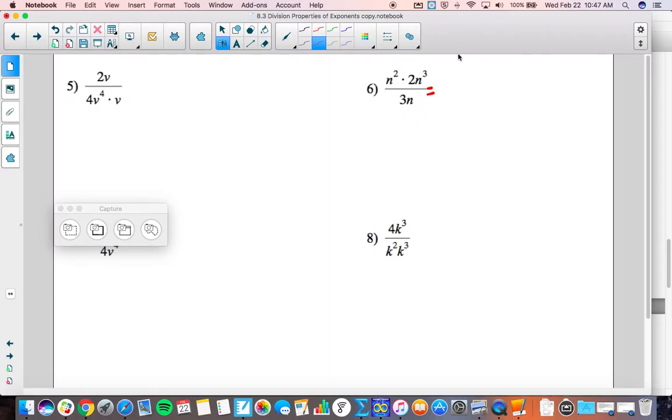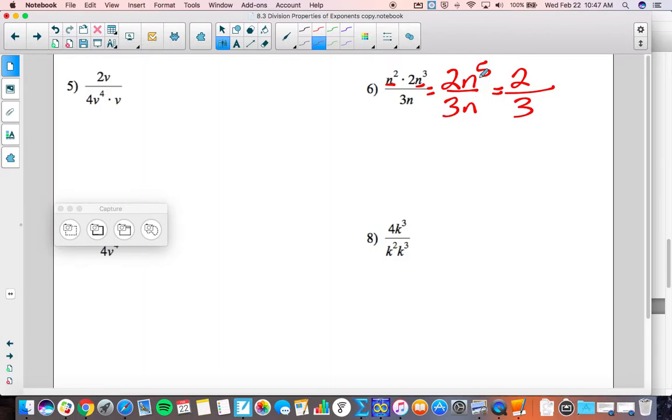Number 6, before we worry about the battle or who's going to win this with the n's, because I notice there's n's on the top and the bottom, let's simplify the top. So I'm going to pull this coefficient of 2 out in front, and then I notice that I have n squared times n to the 3rd. We add the exponents there. It's n to the 5th, 2n to the 5th, divided by 3n. Again, 2/3 I can't simplify, so I'll have a 2 on the top and a 3 on the bottom.